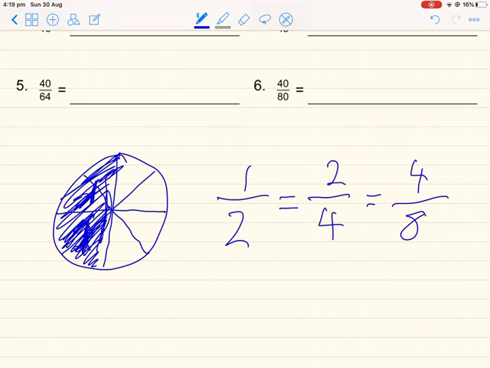You'll notice that the denominators can all be divided by an even number. That's not always the case, but equivalent fractions, if it's an even number, you can usually break it down quite a bit.